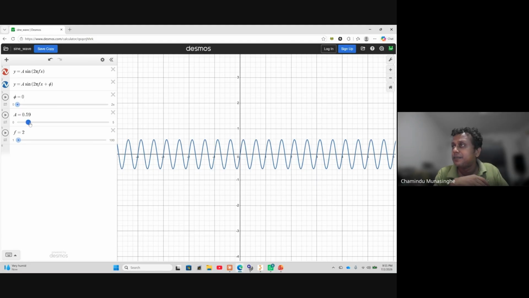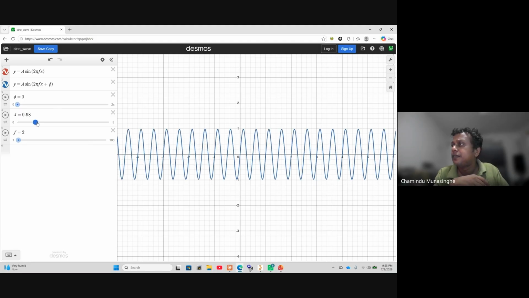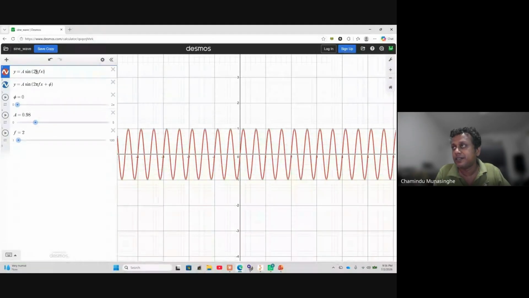Okay, so let me just set this amplitude to 1. And let's talk a bit about this phase angle phi. Now this phase angle usually comes up when we talk about two or more signals. So now we have a first signal that is sine 2πfx, and then the second signal is sine 2πfx plus phi, and right now phi is 0.